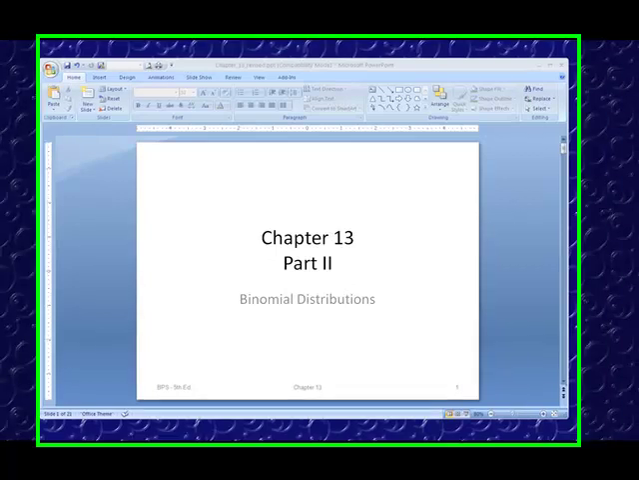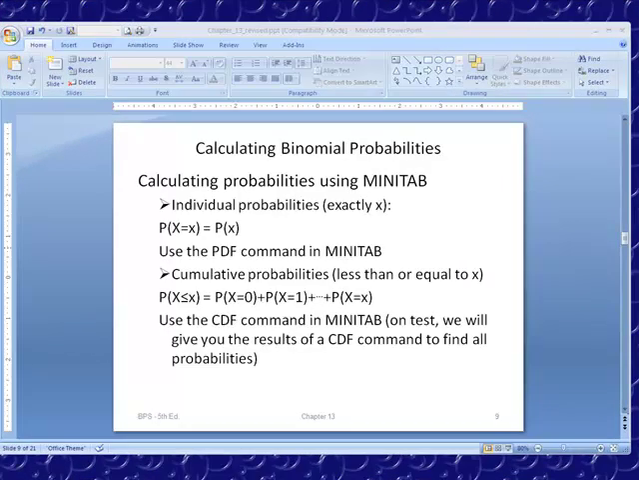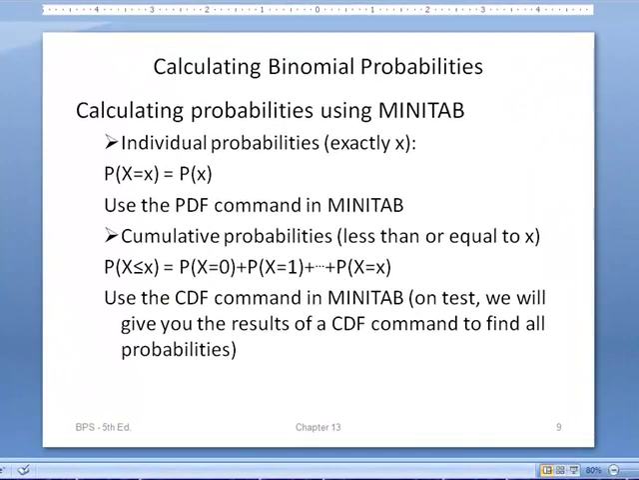Welcome to Chapter 13, Part 2. In this segment, we're going to be learning how to calculate binomial probabilities using Minitab. And as I told you in the last installment, you can use what's called a PDF command in Minitab that gives you the probability at an exact value. Or you could use what's called the CDF command in Minitab, which gives you the cumulative probabilities.